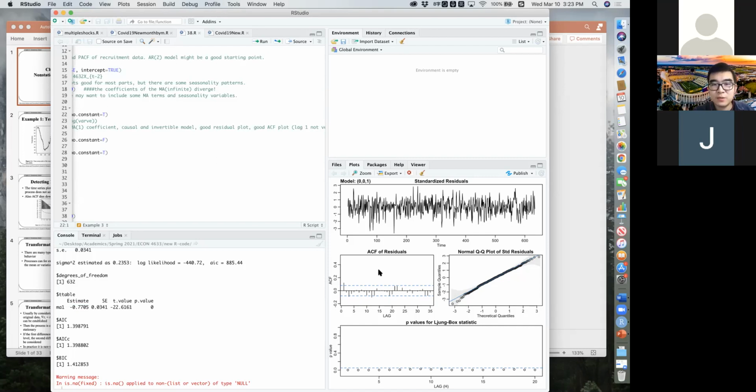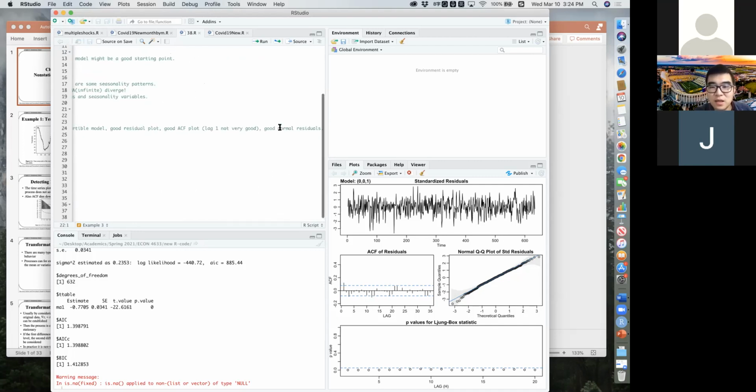It also gives us the ACF of the residuals. What we want is for everything to be within the confidence intervals, because we want the residuals to be white noise. That means the ACF is going to be equal to 0. From this plot we can see the ACF plot is overall good, but lag 1 is not that perfect. It is a little bit large, but overall it is fine.